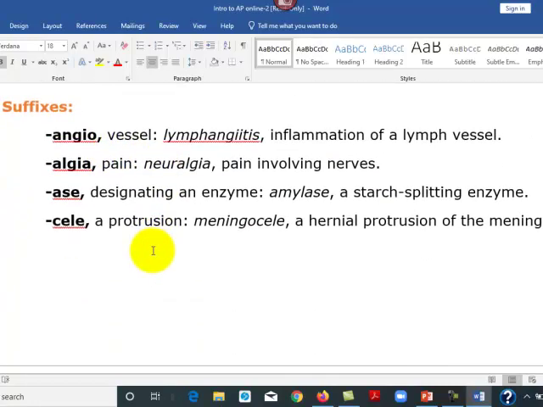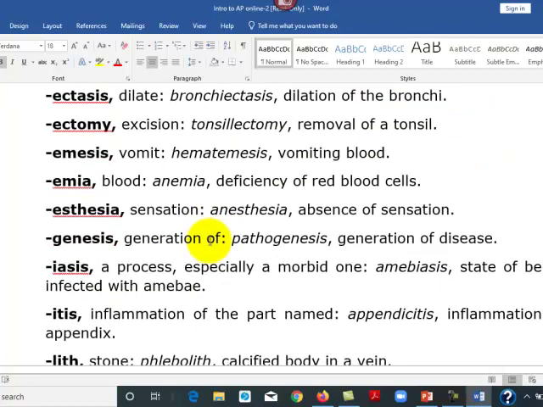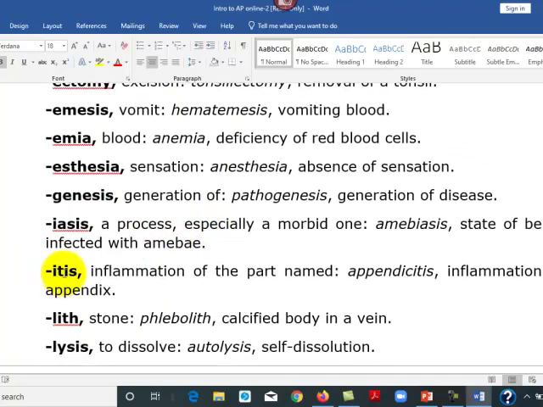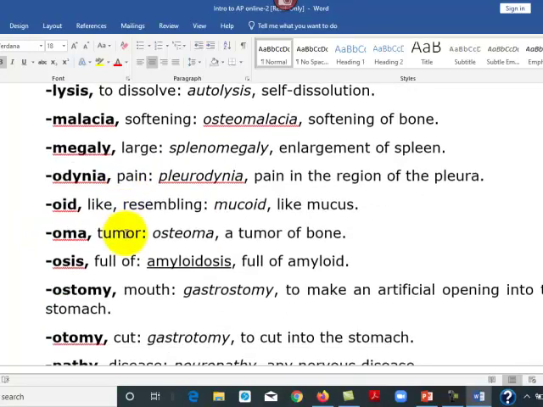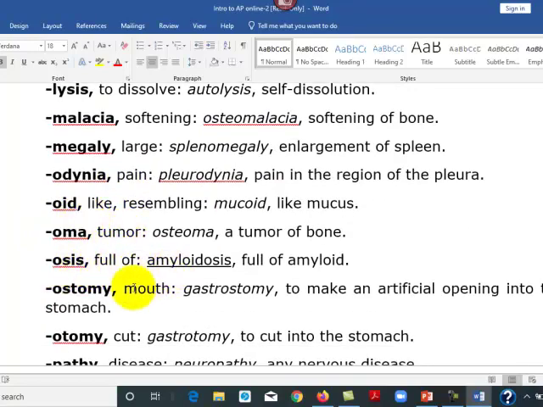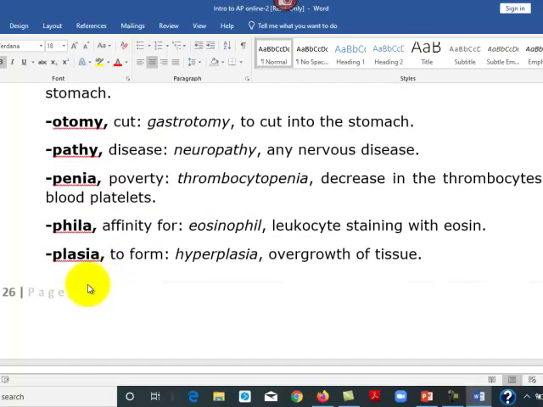These are suffixes, like, for instance, algia refers to pain. Neuralgia is nerve pain. So anything on the end here, algia refers to pain of whatever the prefix is. Angio, vessel. Here's itis, which refers to inflammation. Lysis is to dissolve. Osis, pathy is disease. You get the idea.